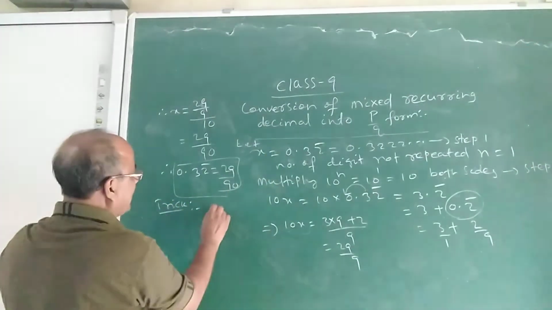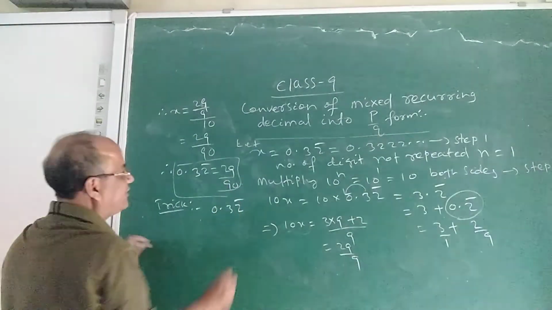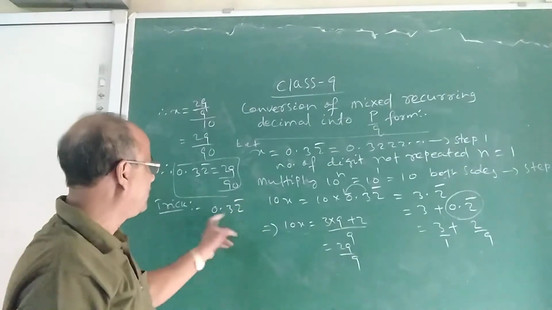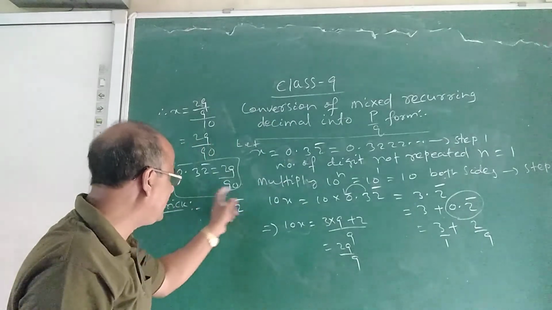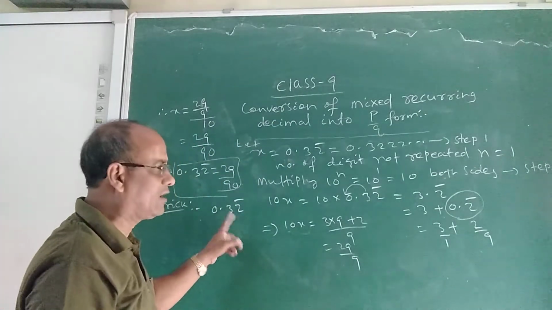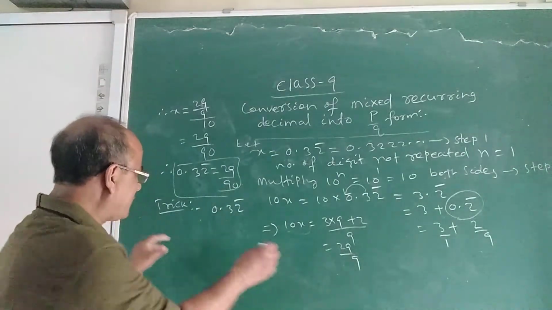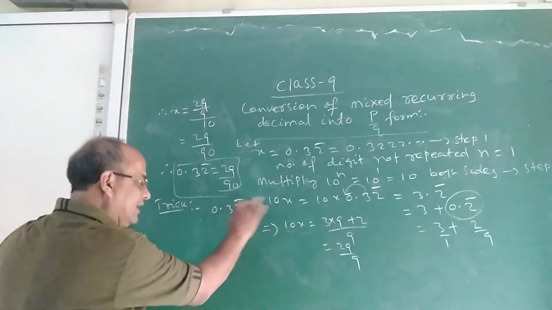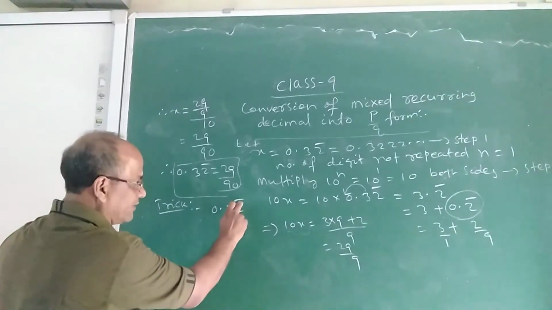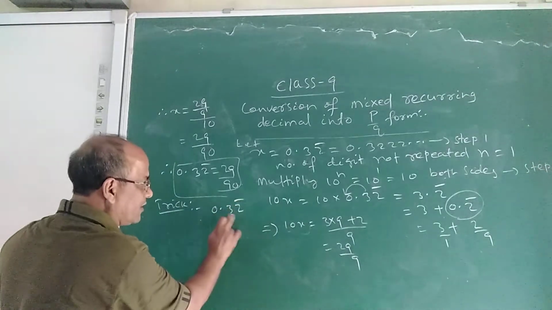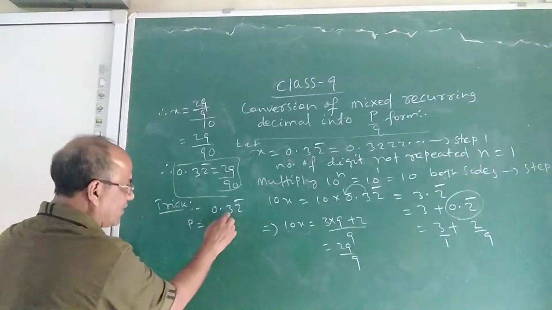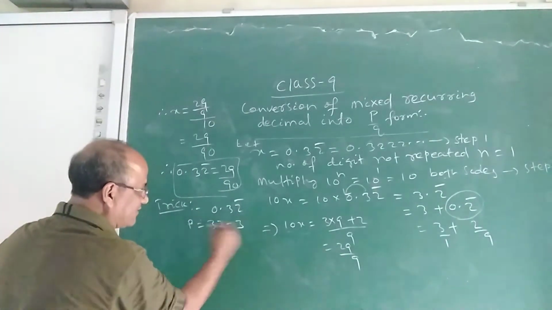I am writing the same number once again. Suppose it is given 0.32 bar. Children, without following the process, how will we know the rational number form of this? The process is, first you neglect the bar. So it will become 32. How to get P? P will be equal to 32 minus 3.